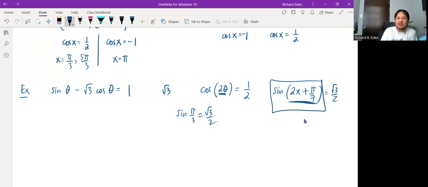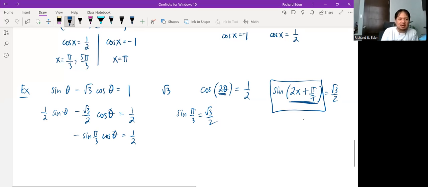Although what we have here is square root of 3, you can turn that into square root of 3 over 2 if you divide the whole equation by 2. Then you would have one half sine theta minus square root of 3 over 2 cosine theta equals 1/2. And square root of 3 over 2 is replaceable by sine of pi over 3.